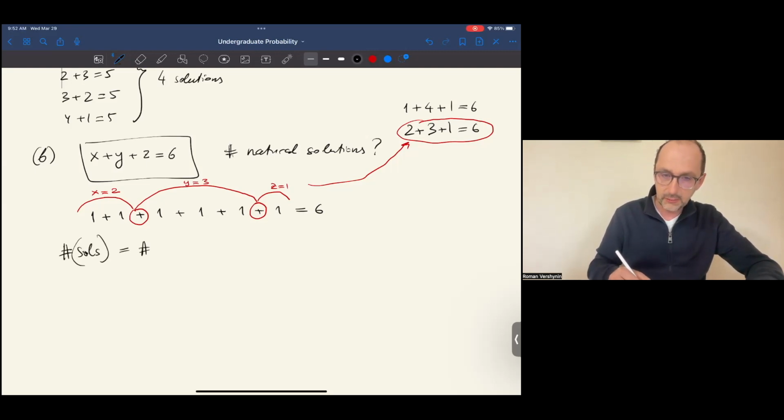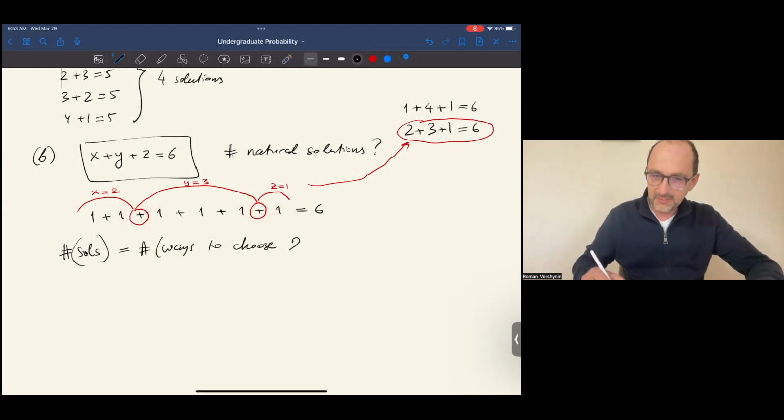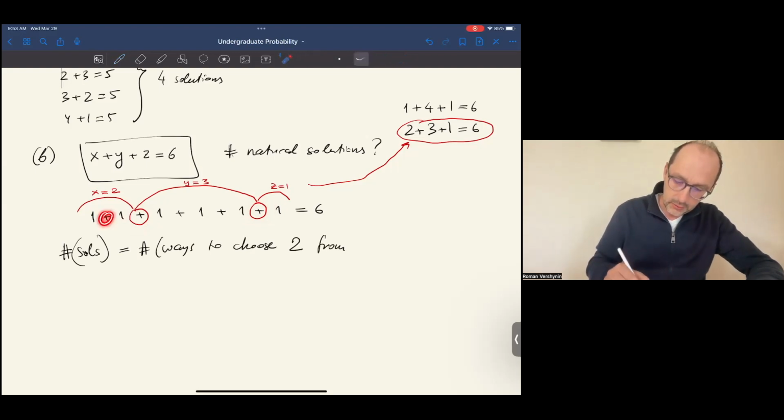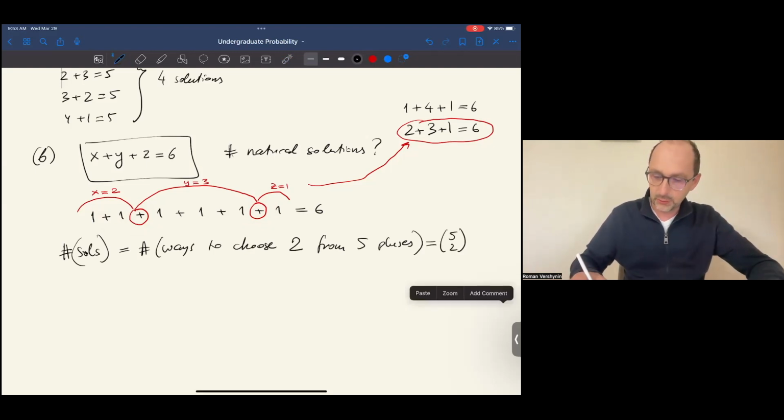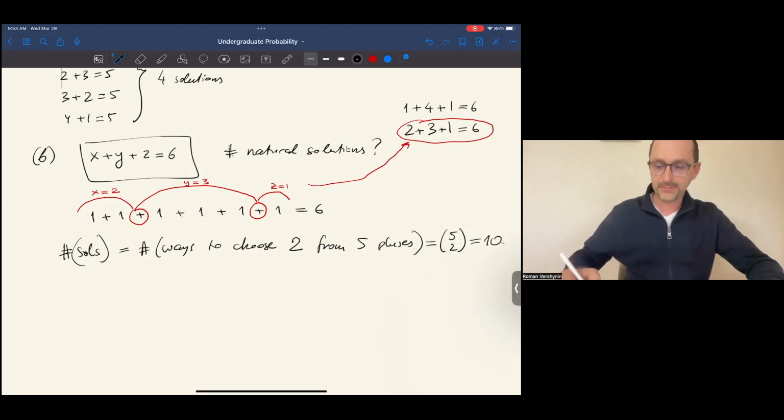Therefore, the number of solutions is the number of ways to choose two pluses from, how many pluses do we have? 1, 2, 3, 4, 5. From 5 pluses. And this is 5 choose 2. And 5 choose 2, if we compute that, is 10. So the answer is 10.